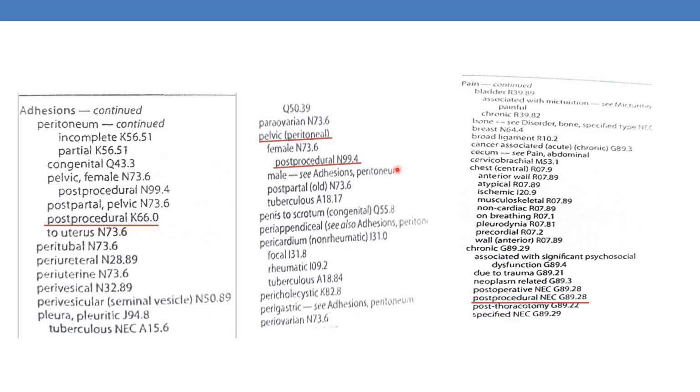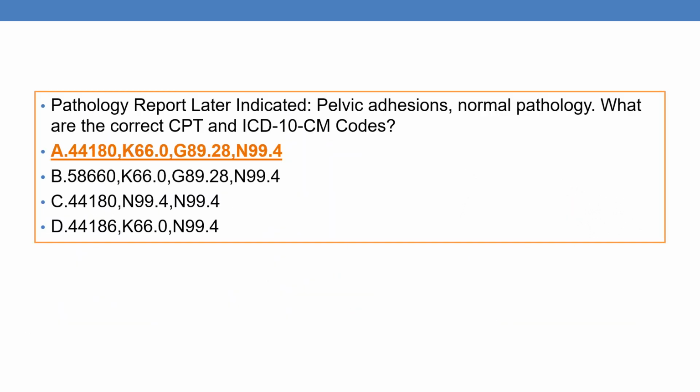K66.0, N99.4. Additionally, the patient is having post-procedural pain, chronic post-procedural pain. So if you go for pain, under pain, if you go for chronic, under chronic you can find post-procedural. For chronic post-procedural pain, the code is G89.28. So these are the ICDs that we must report: K66.0, N99.4 and G89.28.